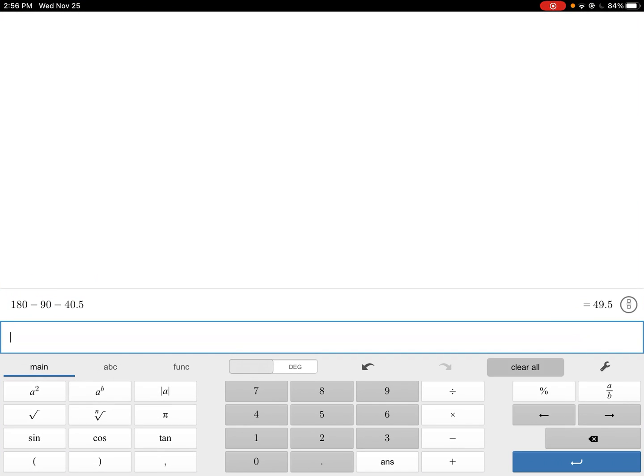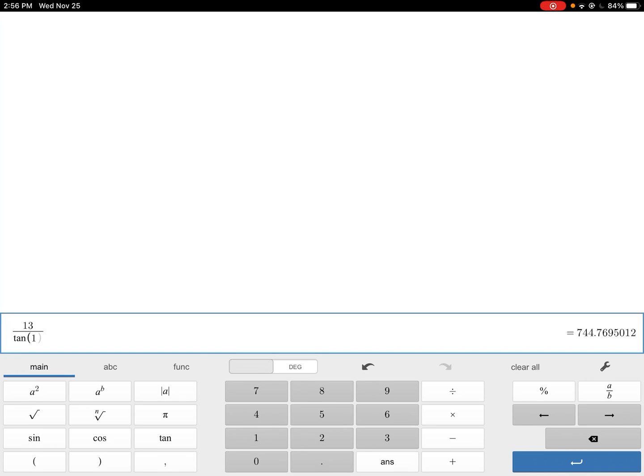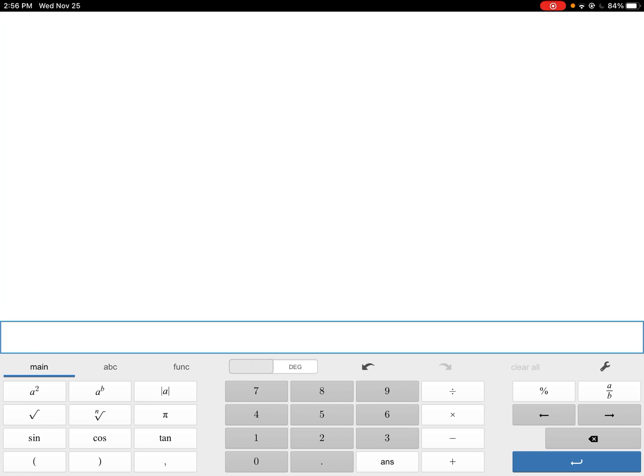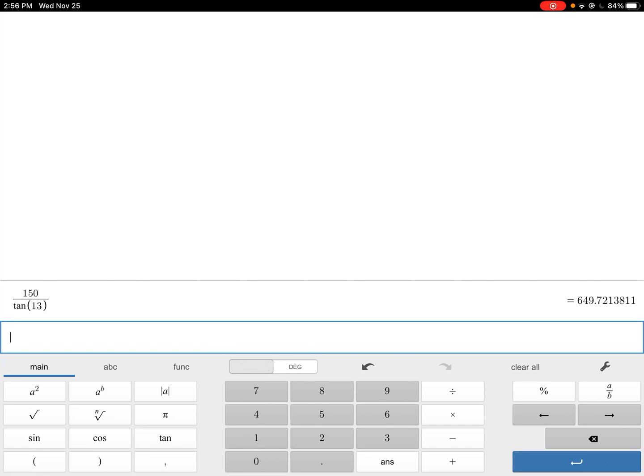So I'm going to do 150 divided by tangent of 13. I just have to put things in there correctly. So I see I got 649.721. That's going to round to 649.72.